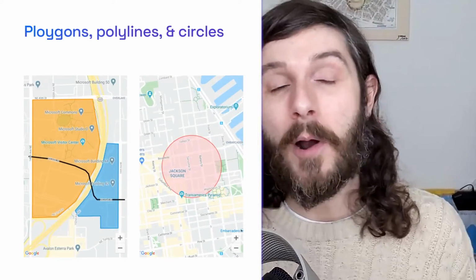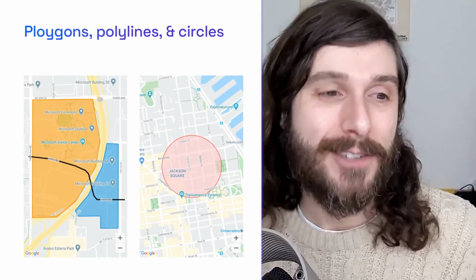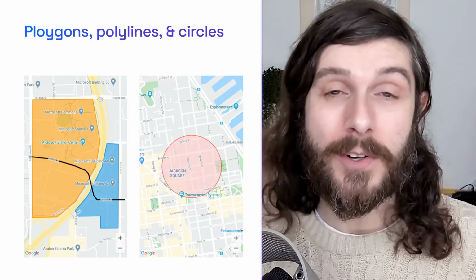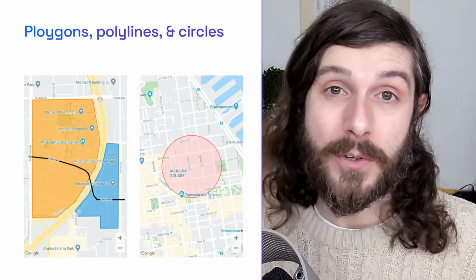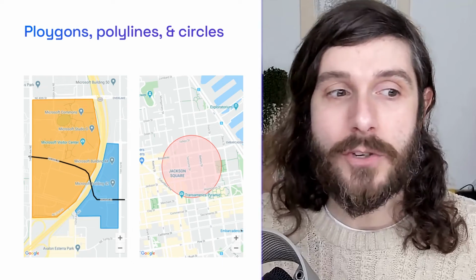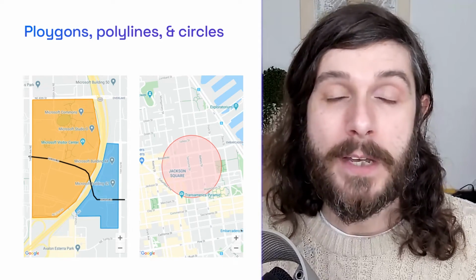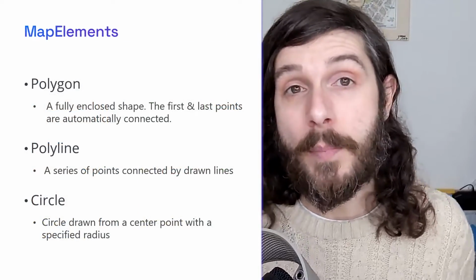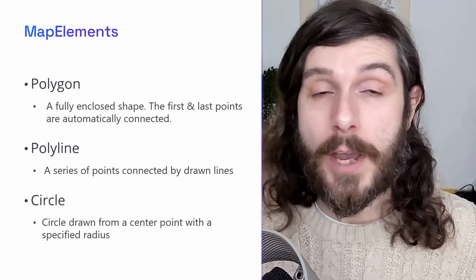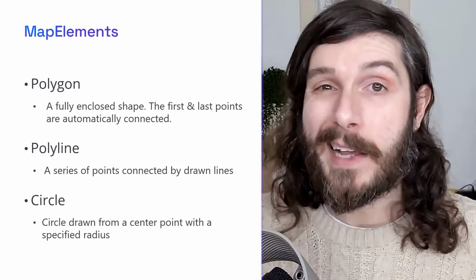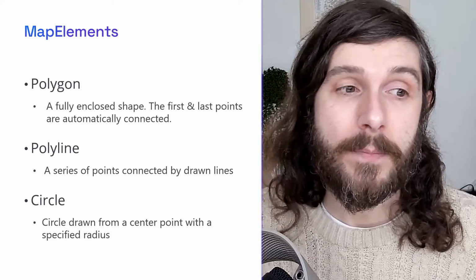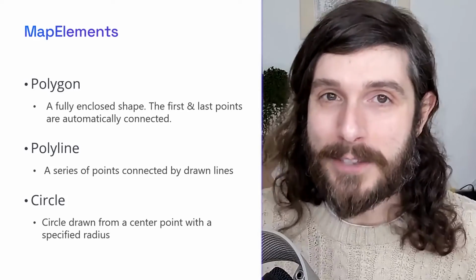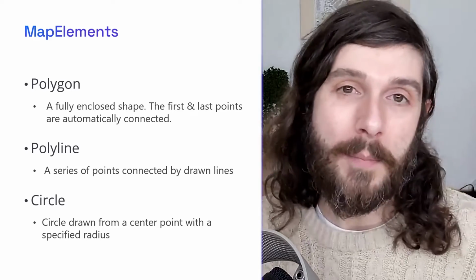All right. Next up are polygons, polylines, and circles. And this is something that is really nice if you're doing some GeoJSON, for example, or you are tracking your user's location in sort of a driving application and you want to draw a line on the map. Now, these three different types of elements do different things. First, the polygon, you can think of it as a fully enclosed shape. The first and last points are automatically connected for you if they're not the same. A polyline is a series of points connected by drawn lines. So that's sort of that example if you're drawing your route on a map.